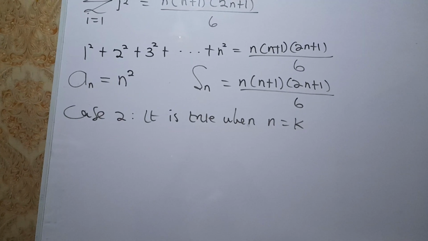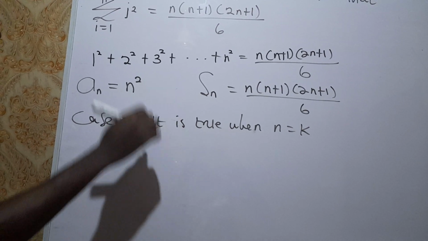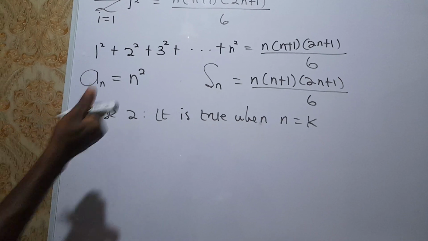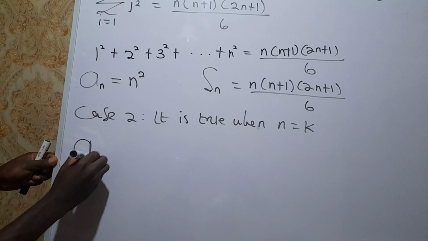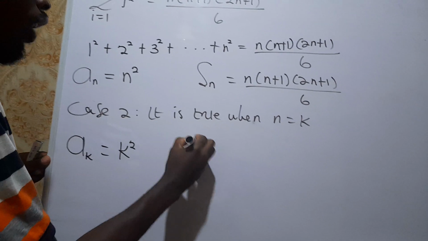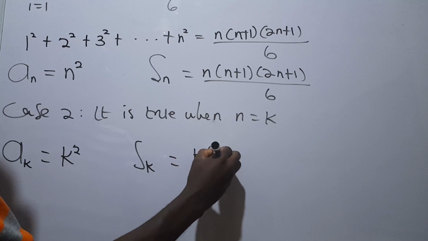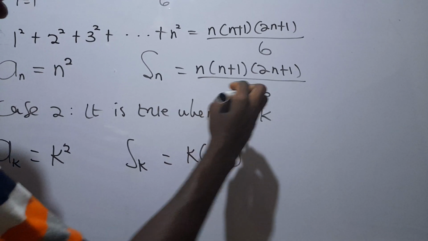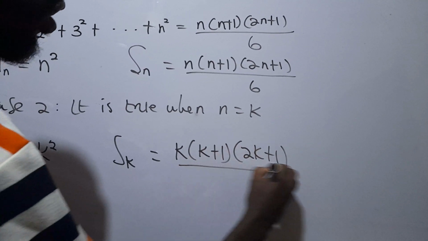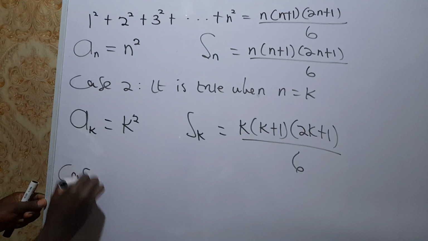So since case 1 is true, we go to case 2. We presume that it will be true when n is equal to any natural number, say k. Then we can say our a_k is equal to k squared, and our s_k will be equal to k(k plus 1)(2k plus 1) all over 6.